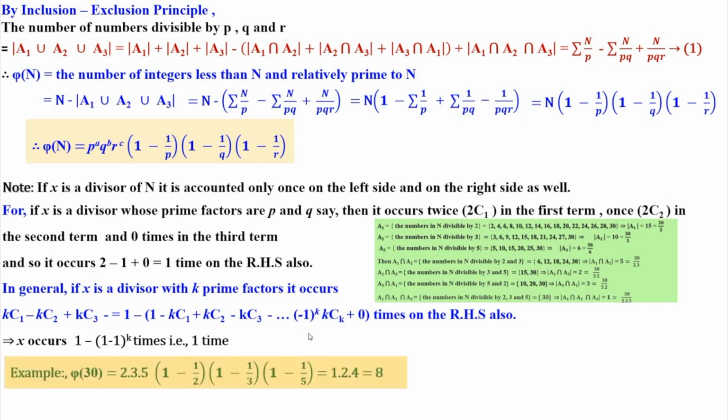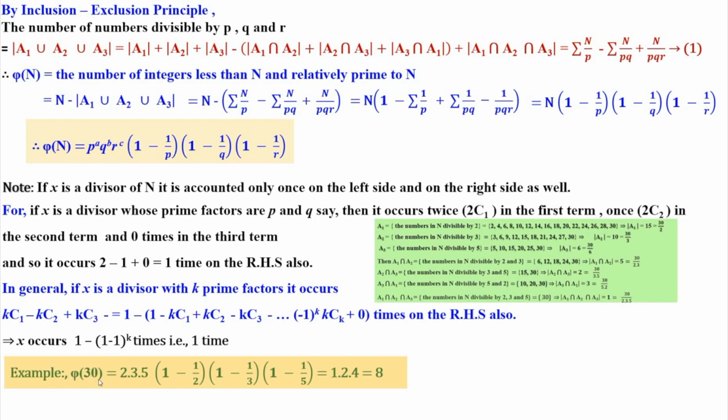So we have accounted even for that part, that any divisor occurs only once on the left side, and in the same way only once on the right side also. So there is no repetition, it occurs only once.